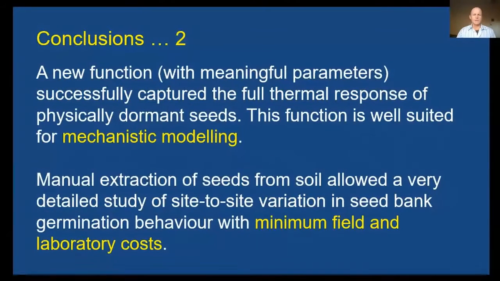More generally, a new function with meaningful parameters captured the full thermal response of physically dormant seeds. And this function is well suited for use in a mechanistic model. And manual extraction of seeds from soil allowed a detailed study of site-to-site variation in germination behaviour of soil-stored seeds with a minimum of field and lab costs.